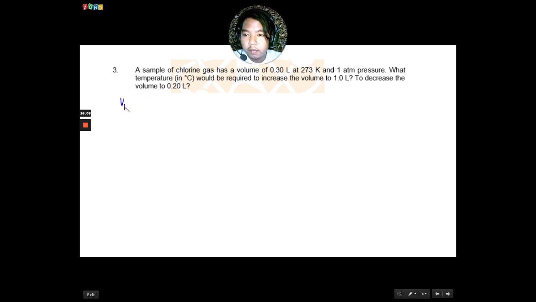Initial volume V1 is equal to 0.30 liters. Temperature is 273 Kelvin. Pressure is 1 atm.